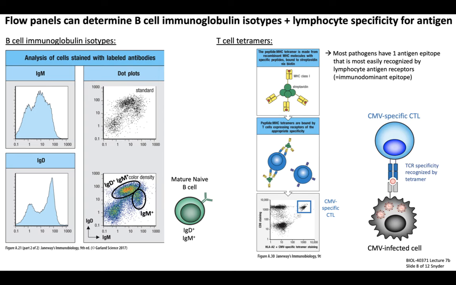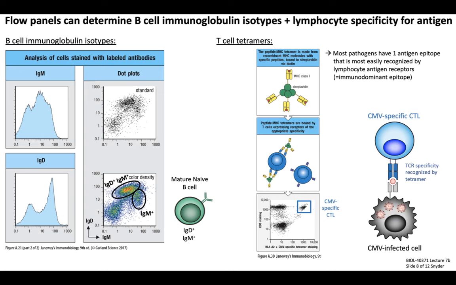The other specialized flow reagent that I want to cover today is something called a tetramer, which comes in both B cell and T cell forms. This example here outlines the structure of a T cell tetramer, which consists of a molecule of streptavidin complexed with a fluorophore, which is also connected to several recombinant MHC class I molecules loaded with a single defined antigenic epitope.